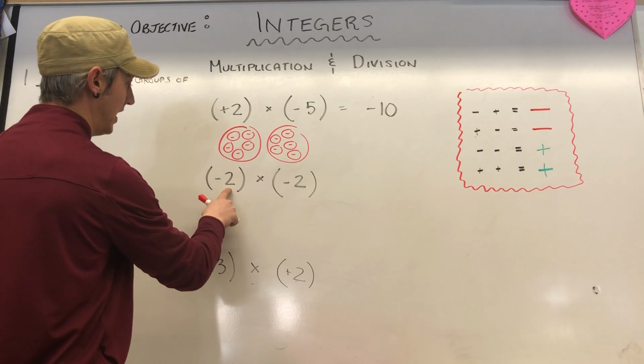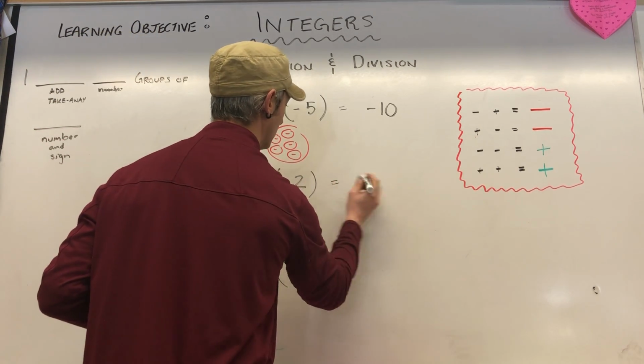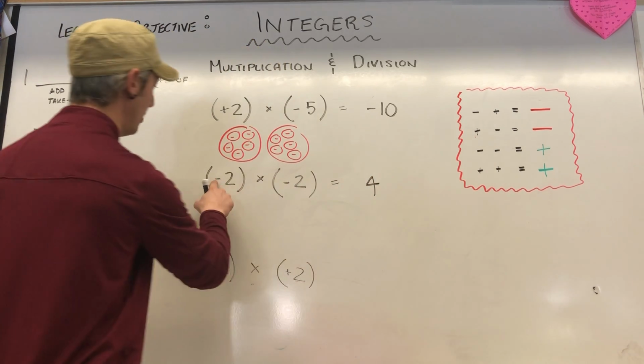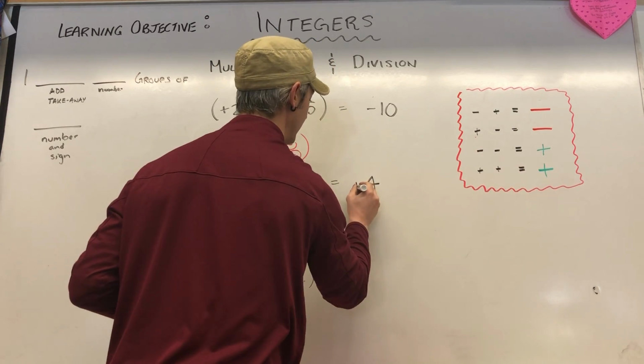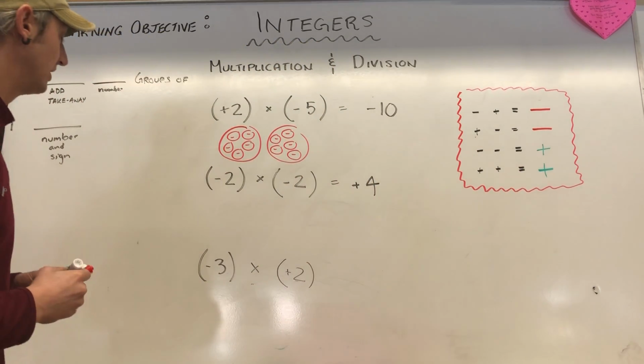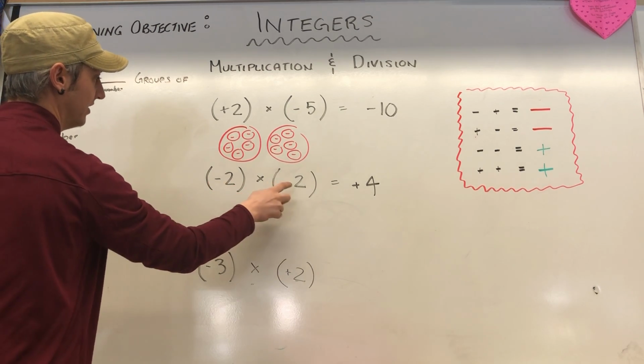Here, I do the math. 2 times 2 is 4. And then I look at the signs. They're both negative, which means they're the same. 2 negatives means I have an answer of positive 4. And I can go through here. I am taking away 2 groups of negative 2.